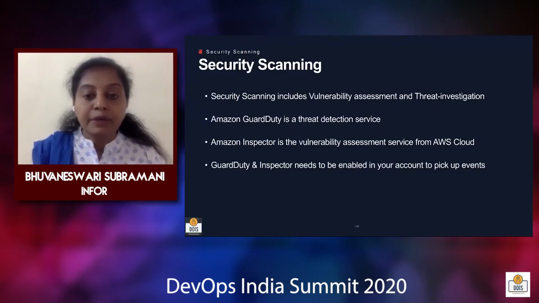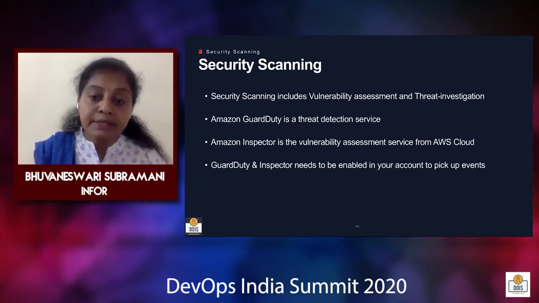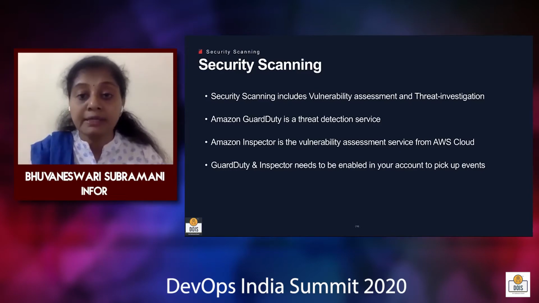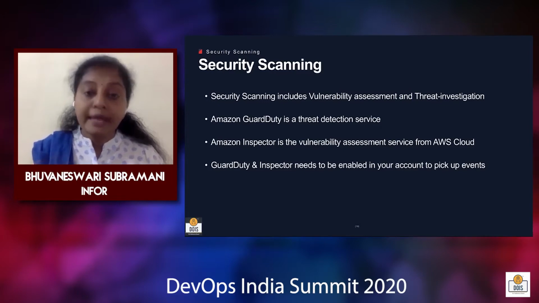So here we're going to talk about how the vulnerability assessment and threat detection or threat investigation is done using Amazon GuardDuty and Amazon Inspector services. These two services are not enabled by default, like how you can create an AWS account, get in, and start using an EC2 instance. This one, you need to enable the specific service in the AWS account so that you can start using it. We'll get into the details of how this can be embedded and we can use it.